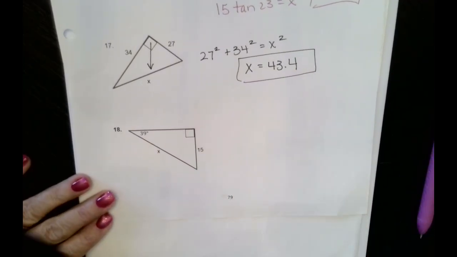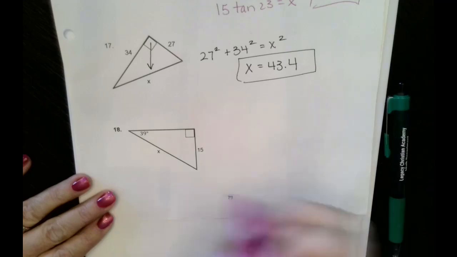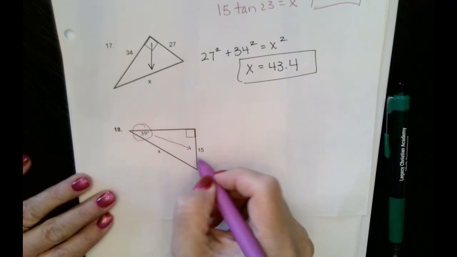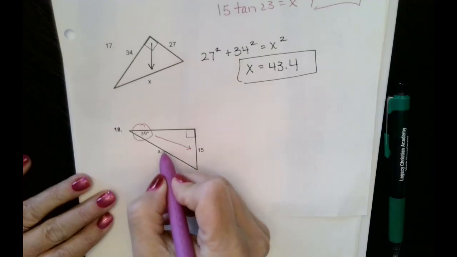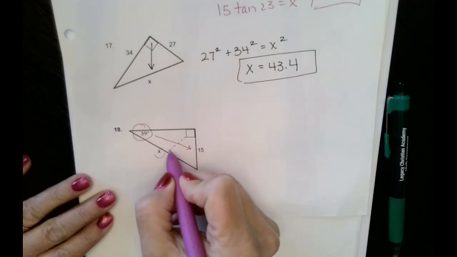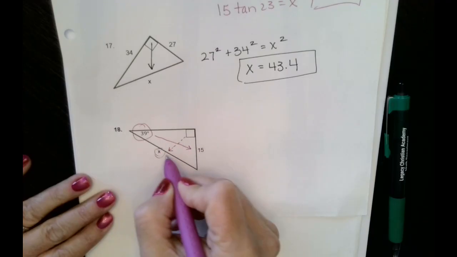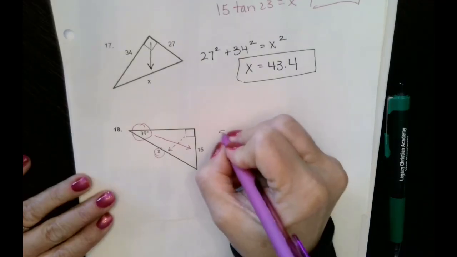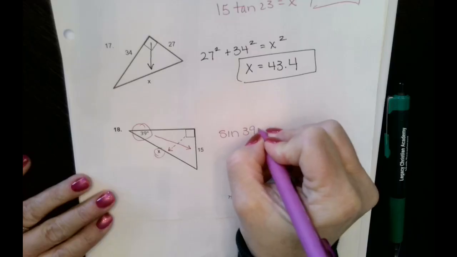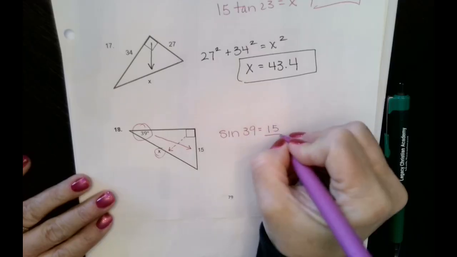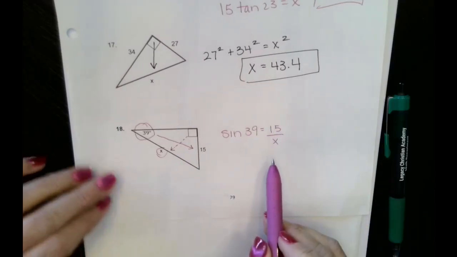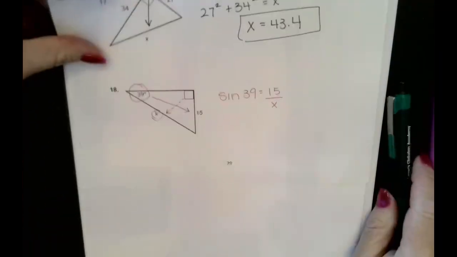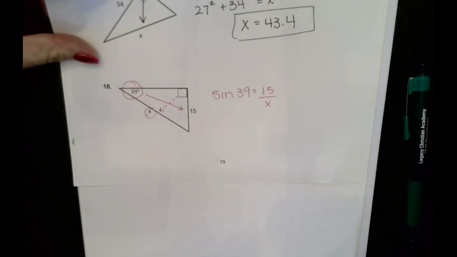Okay, last one. So what I have is this angle of 39, and this angle is my opposite side here. And what I'm looking for is opposite of my 90-degree angle, I'm looking for the hypotenuse. So if I have opposite and I need hypotenuse, I'm going to have sine of 39 degrees is going to be 15 over x. Now, this is the reason why we did this problem up here. My x value's in the denominator. I've got to get that out.